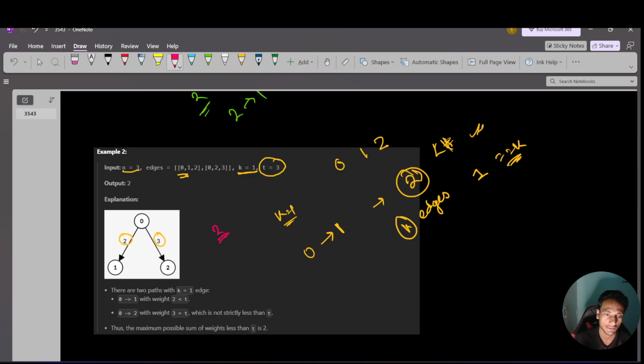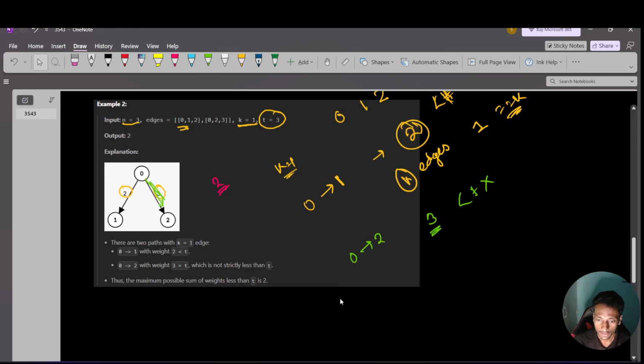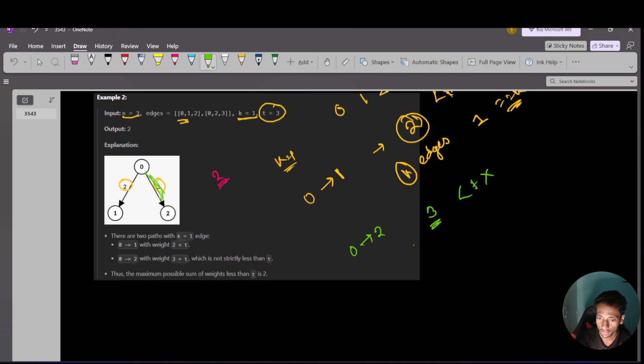Then we will take the maximum out of all of them. So next I want to find out whether there is any path to reach from 0 to 2. Yes. This is the path, I can go 0 to 2. The weight of this is 3. Correct? So this is less than t. No. This is equal to t, not less than t. So this is not a valid path. Correct? So we don't need to check the other condition, because we have to satisfy both conditions. So if at least one condition is not valid, that means this is not a valid path.